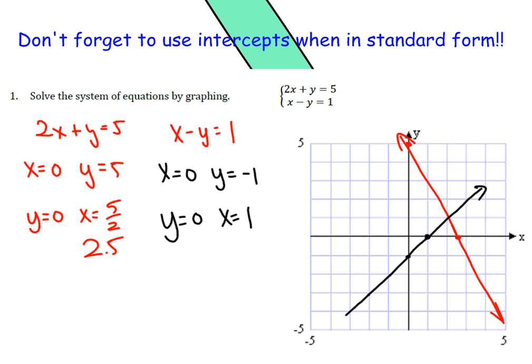So I'm seeing, where do they cross? Well, it looks like they cross pretty well right there. So what is that solution? That solution is going to be (2, 1).